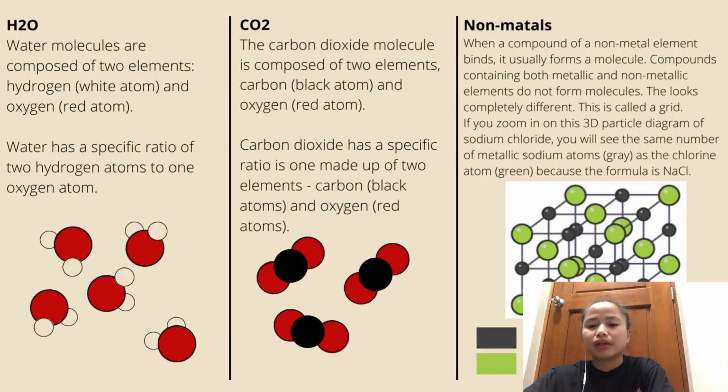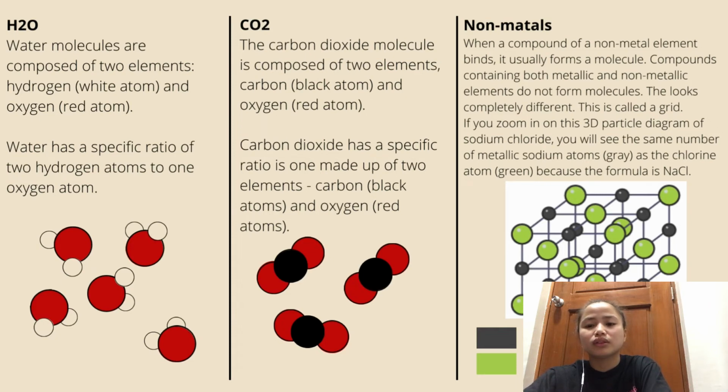There are three particle diagrams of compounds. The first one is H2O. The water molecule is composed of two elements, hydrogen and oxygen. The hydrogen is the white atom and the oxygen is the red atom. Water has a specific ratio of 2 hydrogen atoms to 1 oxygen atom.